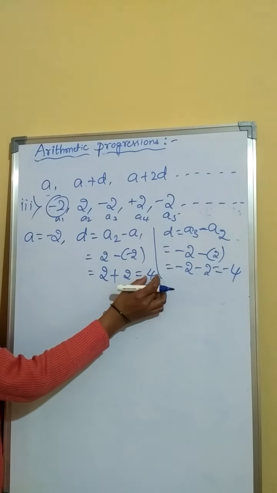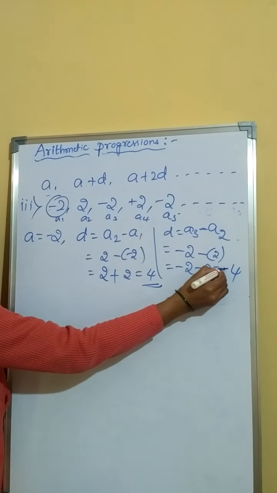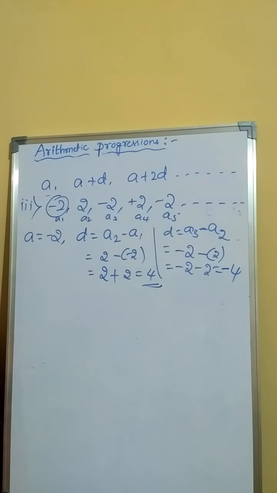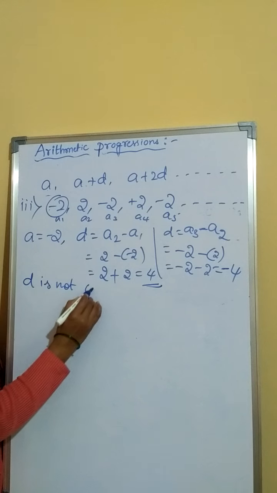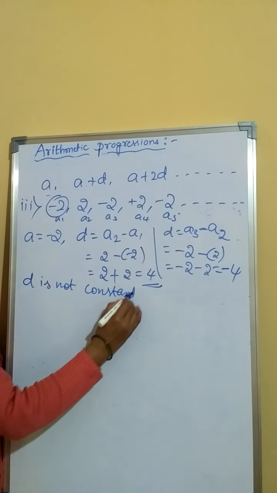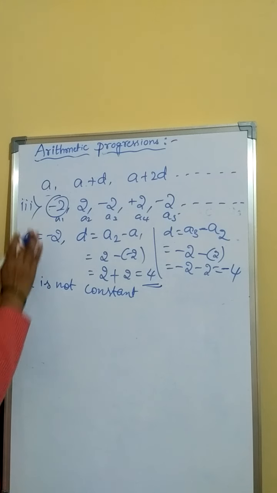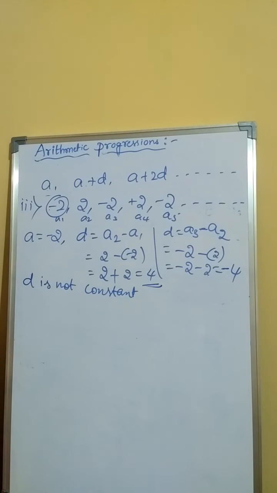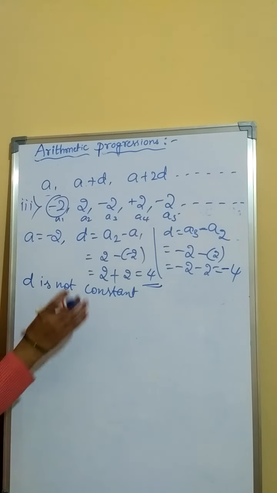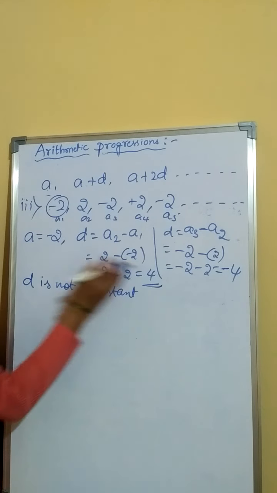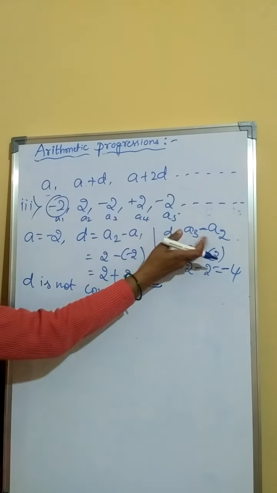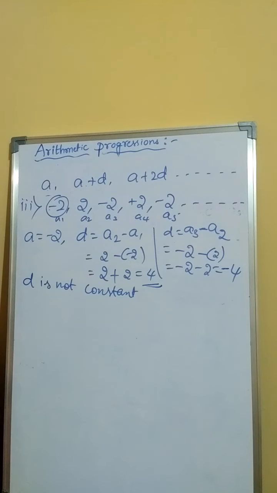So why? Because even though the number is the same, the sign it carries shows its value. Hence D is not constant here. D is not constant. Hence the given list of numbers is not in AP. Hence we cannot write the next two terms here. Understood students? For better understanding, we need to check 2 or 3 steps to get the common difference. Then only we can identify whether the given list of numbers is in AP or not.